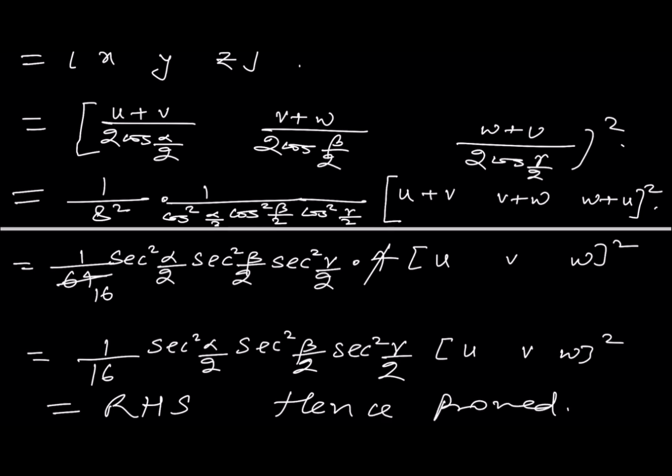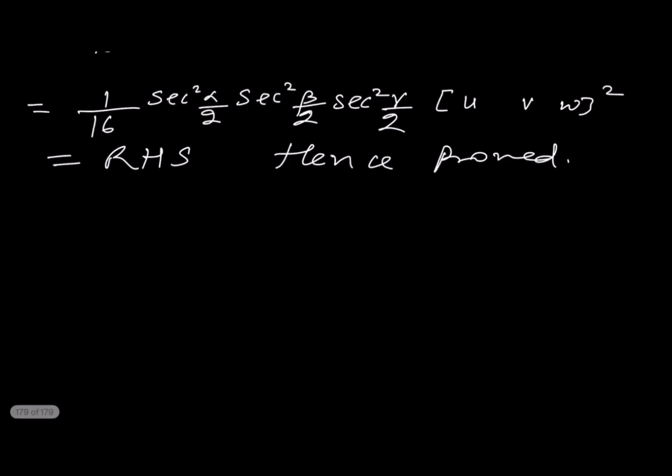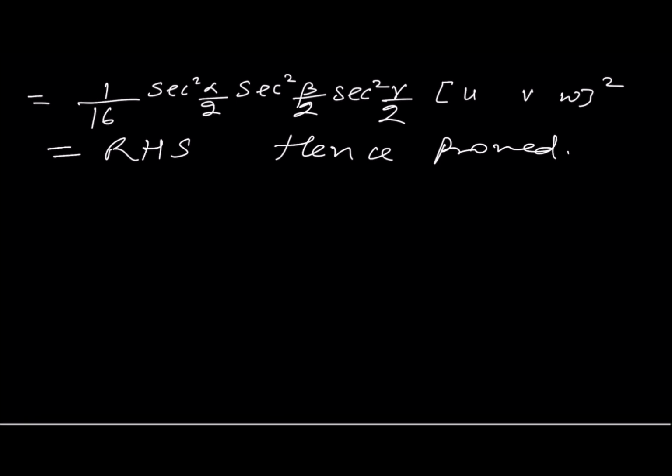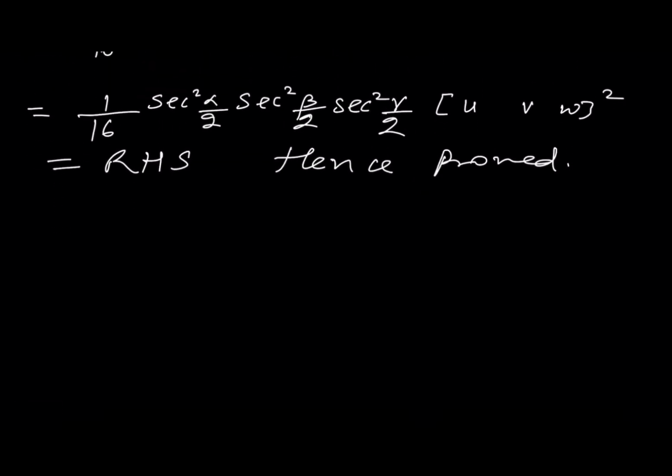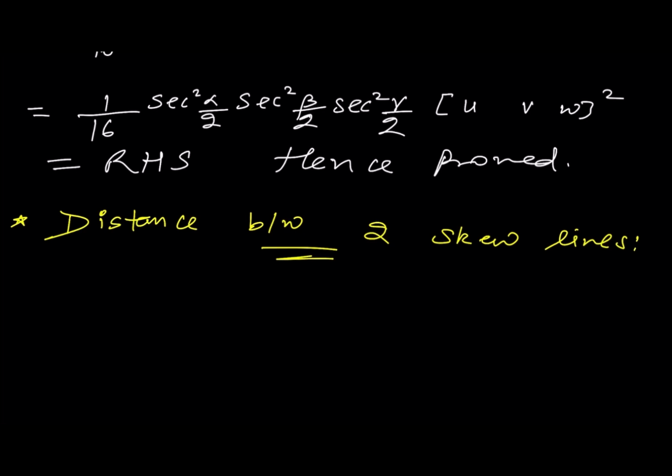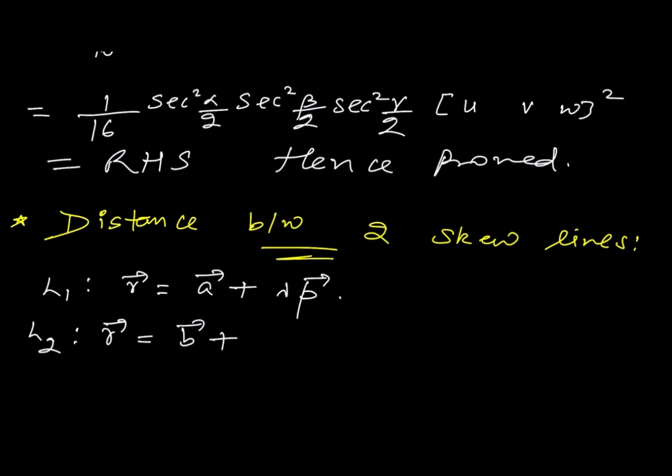Okay, now let us understand the concept of distance between two lines, or distance between two skew lines, using box. So write down the heading: distance between two skew lines. Let us take line 1 as r vector is equal to a vector plus lambda times p vector, and L2 is r vector is equal to b vector plus mu times q vector.